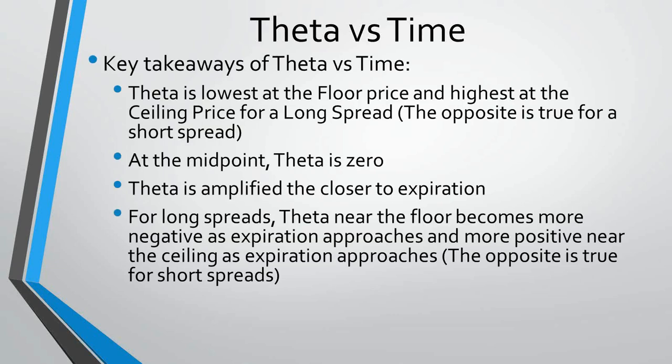So let's just summarize our key takeaways of theta. Theta is lowest at the floor price and highest at the ceiling price for a long spread. The opposite is true for a short spread. At the midpoint, theta is 0. That's because there's no extrinsic value. Theta is amplified closer to expiration, meaning it gets more and more severe, either for you or against you, depending on where you have the spread on. For long spreads, theta near the floor becomes more negative as expiration approaches and more positive near the ceiling as expiration approaches. The opposite is true for short spreads.